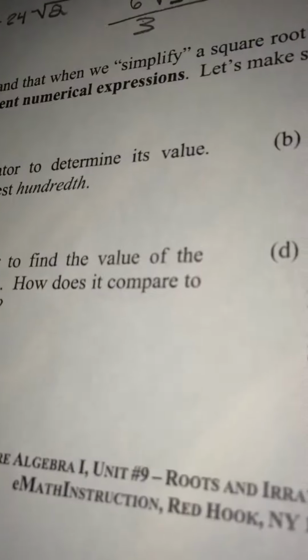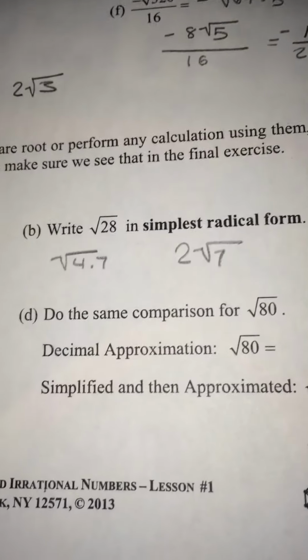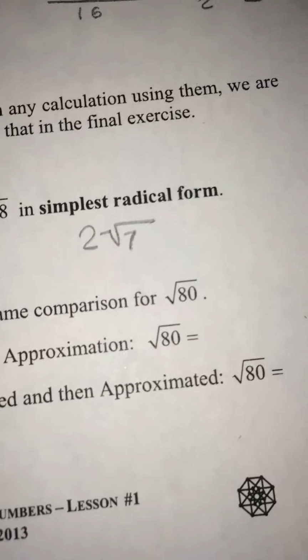So for number D, do the same comparison for square root 80. It will be simplified and then approximately 80.